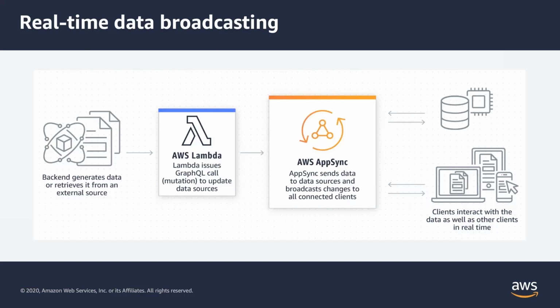For instance, you could have a Lambda function in the backend retrieving data from an external source, such as another API or service, then sending a mutation to AppSync that will update a connected data source, for instance, a DynamoDB table. You can have thousands of clients subscribe to that specific mutation on AppSync, receiving a broadcast with the updates that are written to the table at the same time.